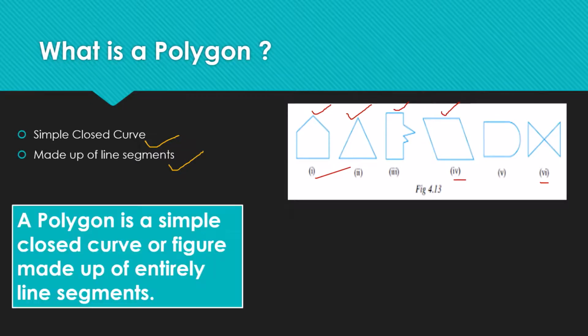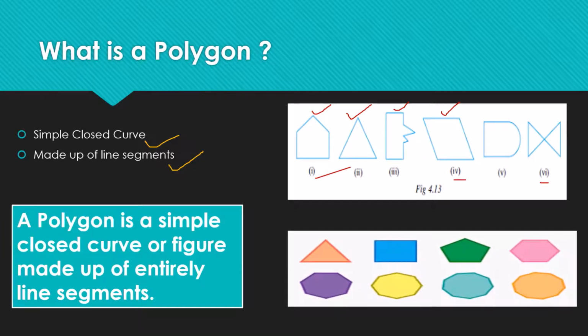So let's study the definition also. A polygon is a simple closed curve or figure made up entirely of line segments. Let's see some more polygons. I hope you can understand what a polygon is. Just 2 things to keep in mind: it is a simple closed curve and it is made up of line segments.